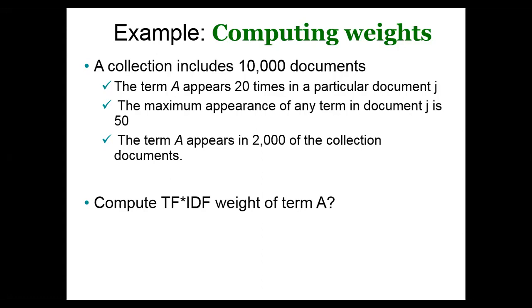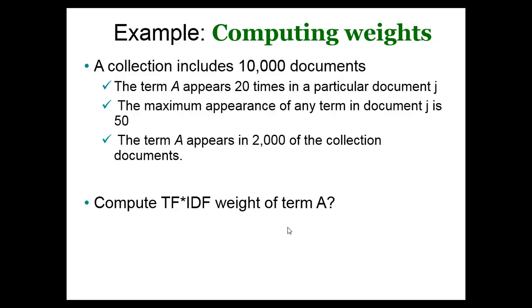So given a collection of 10,000 documents and term A appears 20 times in a given document J, the maximum appearance of any term in document J is 50. There is another term which appears frequently in that given document J, 15 times. The term A appears in 2,000 of the documents in our collection. Now you are asked to calculate the TF-IDF of term A.